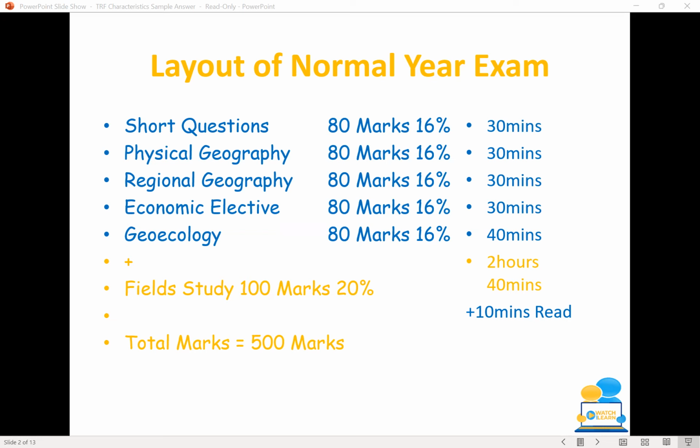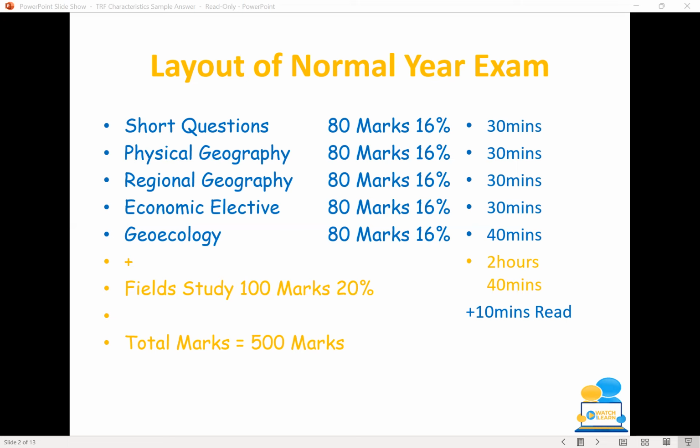For example, you could leave out a regional geography question and do an extra physical geography question if you so wanted. That would mean you're doing two physical geography questions, so that'd be 160 marks from the physical geography section, worth 32%. You'd be spending an hour on the physical geography section rather than half an hour. But that's only if you're leaving a section out.